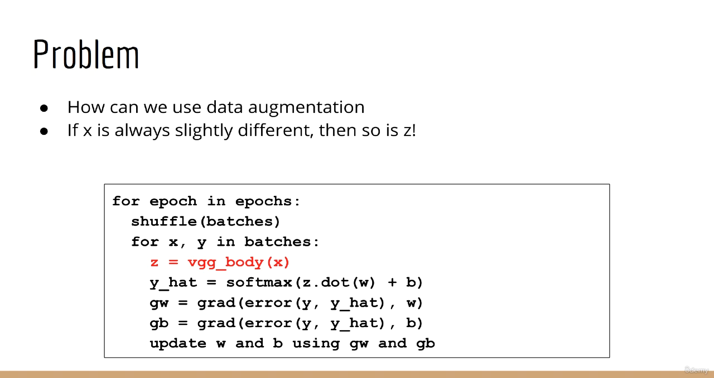Of course, if x is different on every iteration of the loop, then z will also be different on every iteration of the loop. In this case, we cannot pre-compute z before the training loop begins. The only time it makes sense to do that is if we don't care about doing data augmentation.